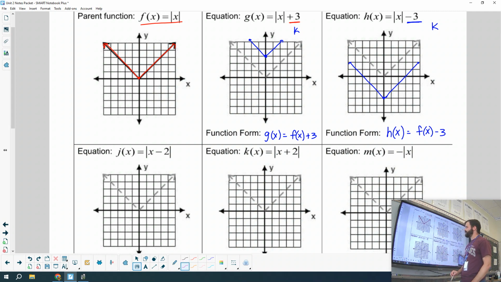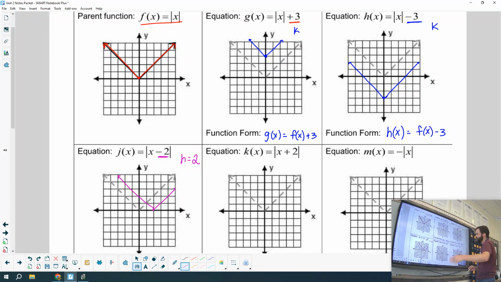Okay, so now let's talk about our next one. Do you see how your number is on the inside? So that negative 2, my h is going to be positive 2, because your h is the opposite of what it is inside the absolute value. So if my h is positive 2 and we have a negative 2 on the inside, h controls your left and right, remember that? So we're going to go to the right 2. It's the opposite of what it is inside the absolute value. So I'm going to go to the right 2, and I can put a point and draw that on there, just like that.